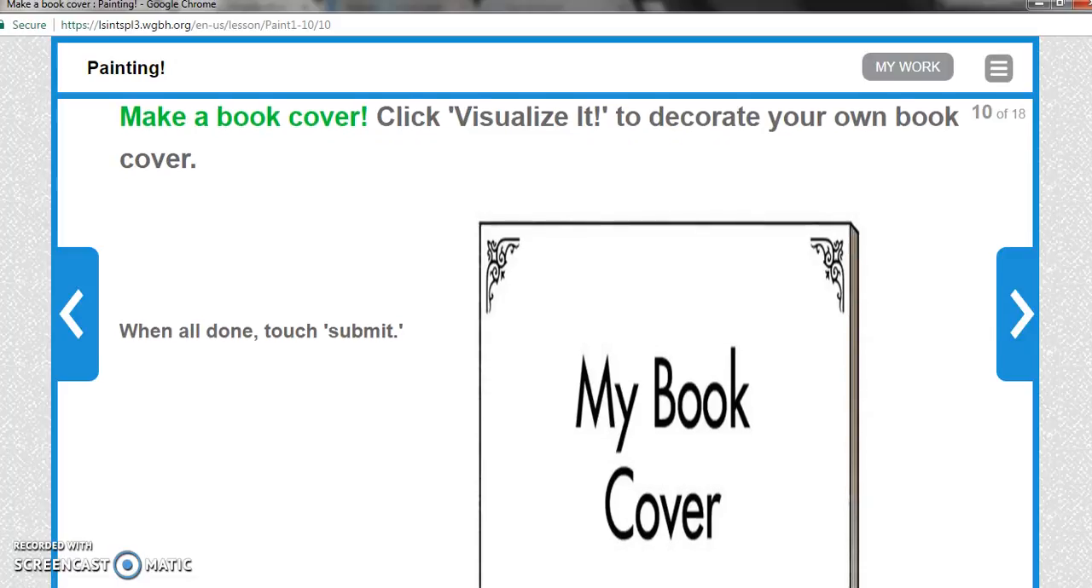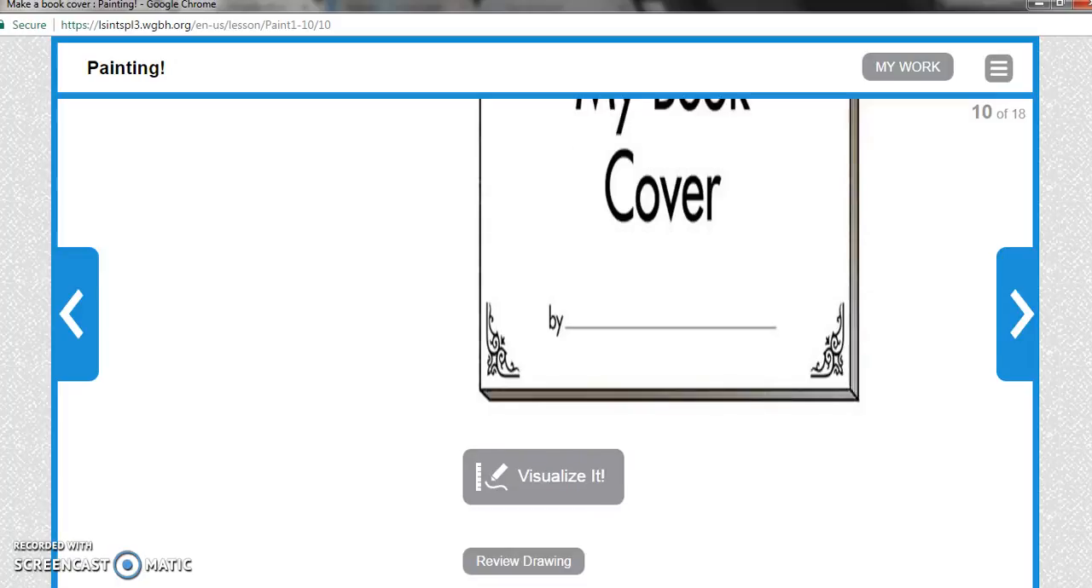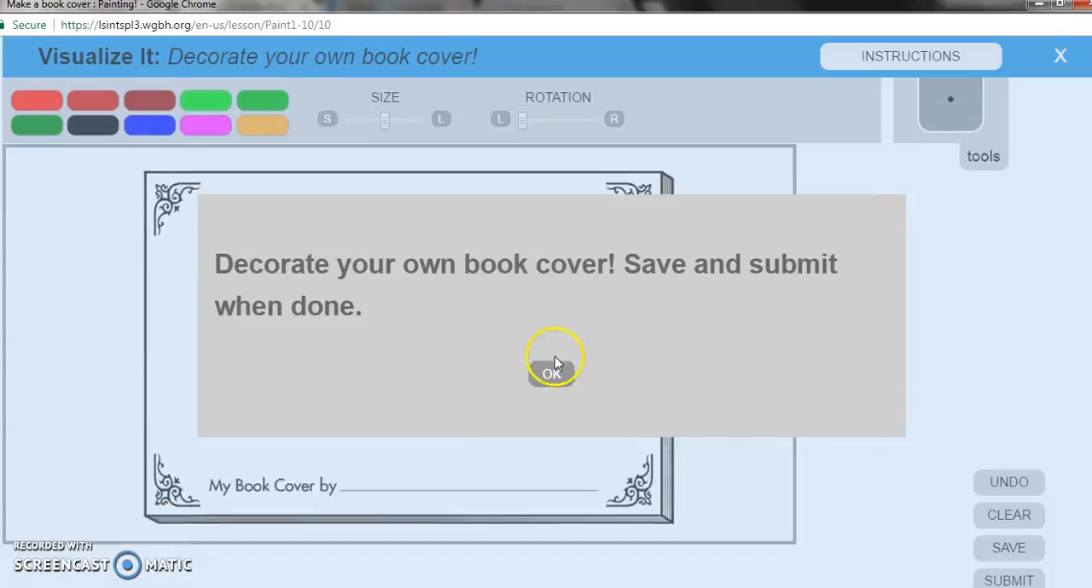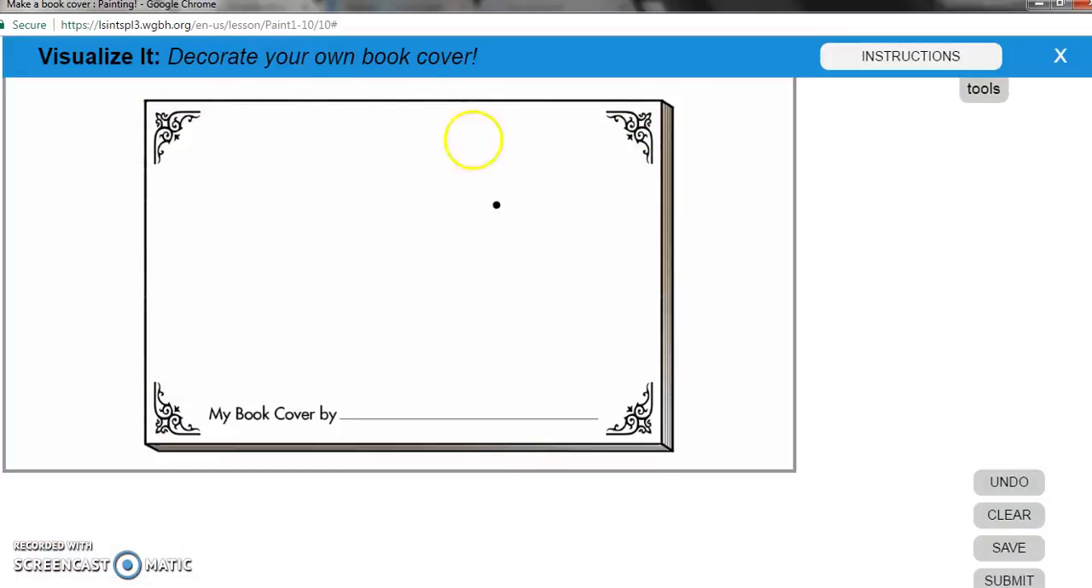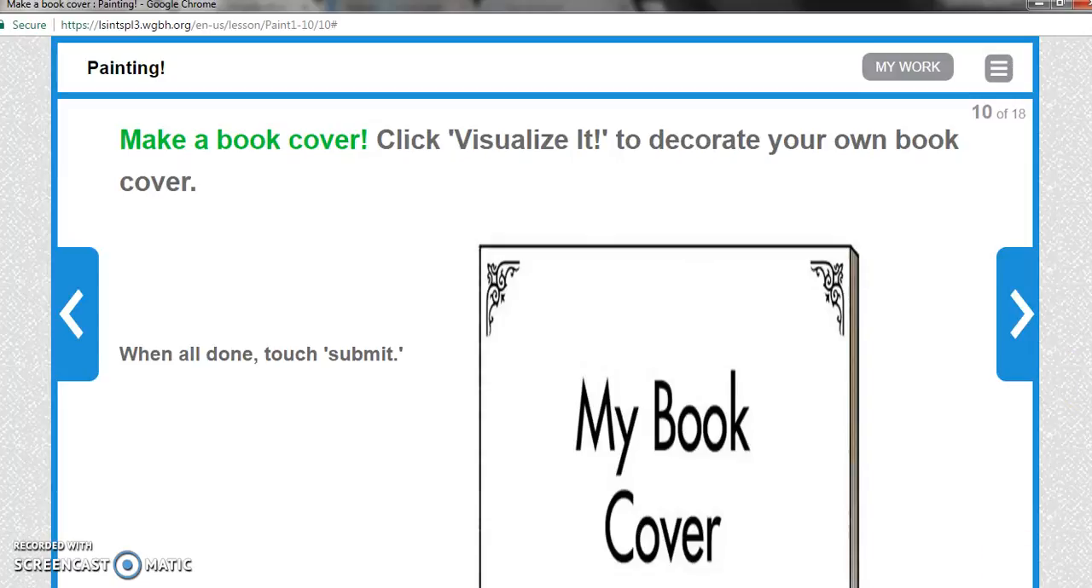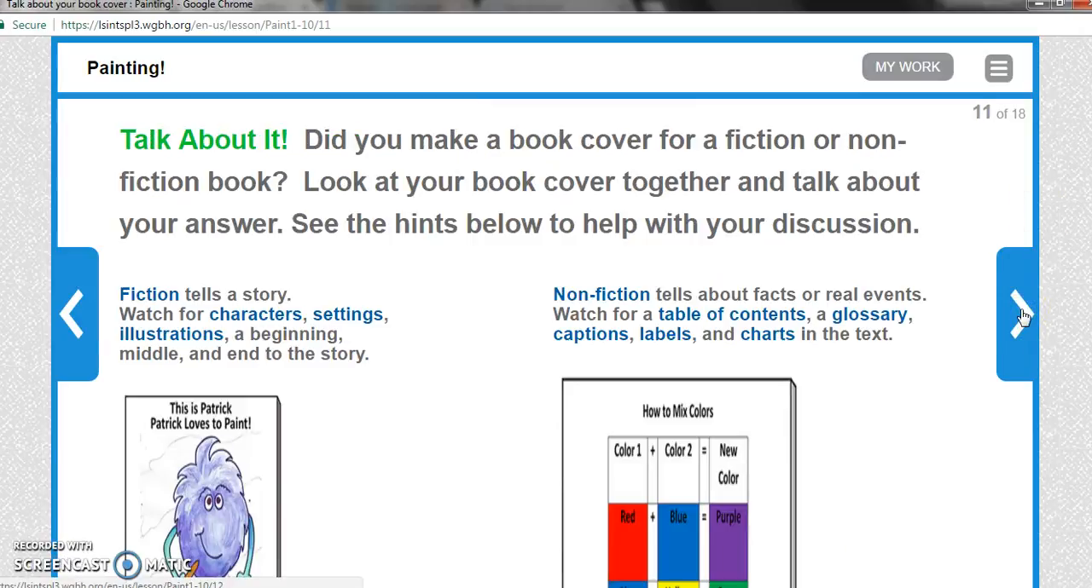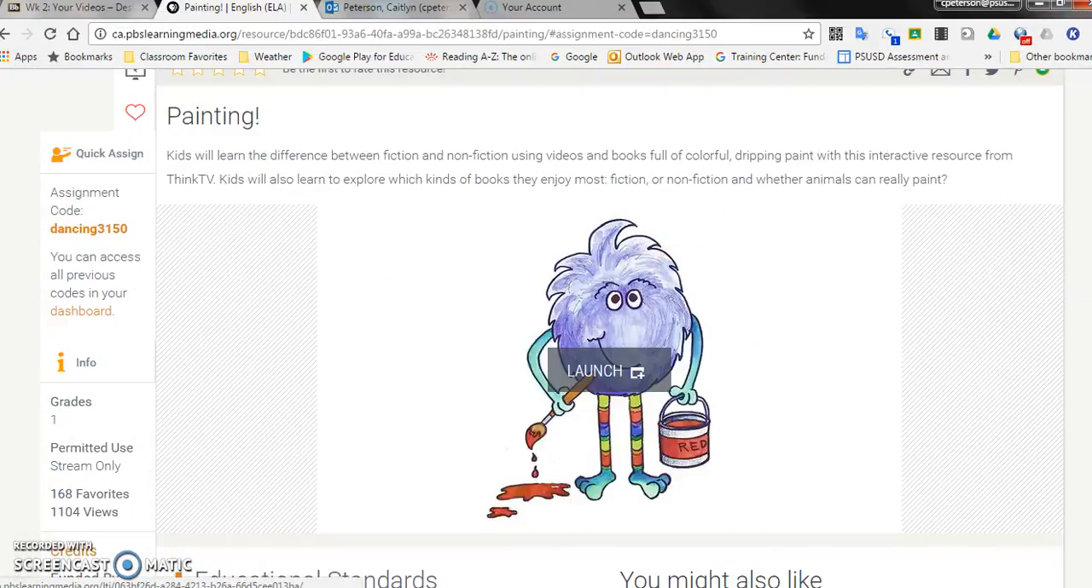So, in this last piece is an actual creation. And honestly, for me, I would allow my students to do this where they would click on the visualize and they would create their own book cover. And then once they're finished with that, I would show them how to do that, and then we would talk about it on the next page. It talks about is this fiction or nonfiction, the book cover that you created, and then they could talk about it. So, saying all that, what I would then do is I would take this whole thing after we went over it together as whole class.